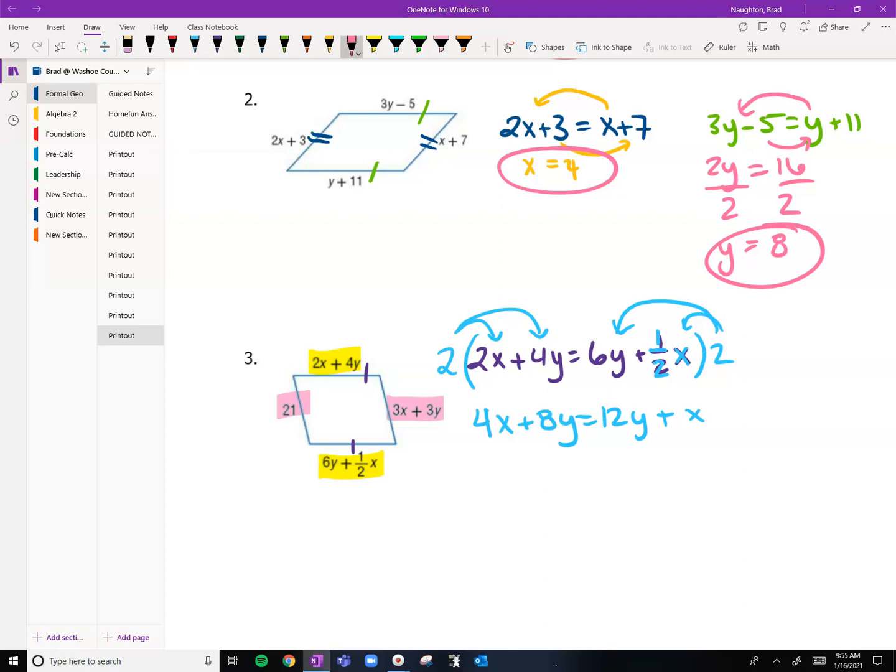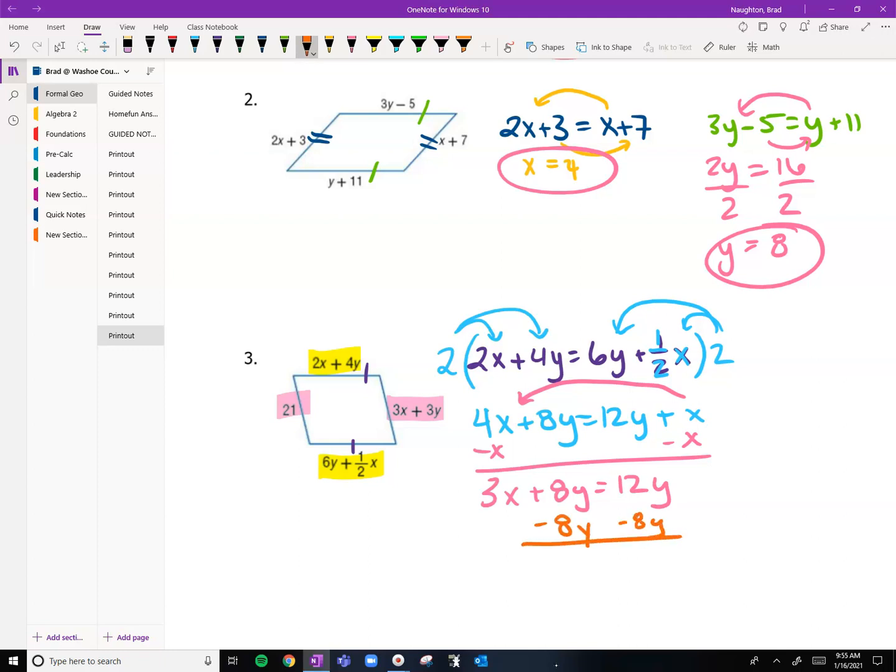And then I'm going to go ahead and just bring all of my x's to one side. So when I subtract an x, we're going to get 3x plus 8y is equal to 12y. And then I'm going to go ahead and minus my 8y from both sides. So I right now have 3x is equal to 4y. Now, normally, I would tell you to divide both sides by 3. That makes kind of sense.